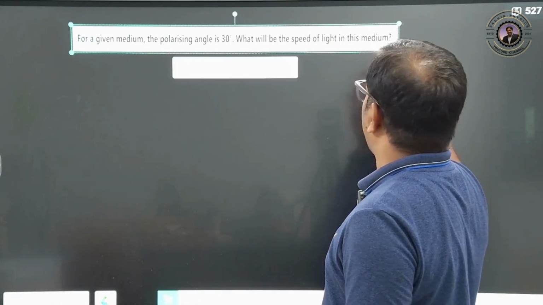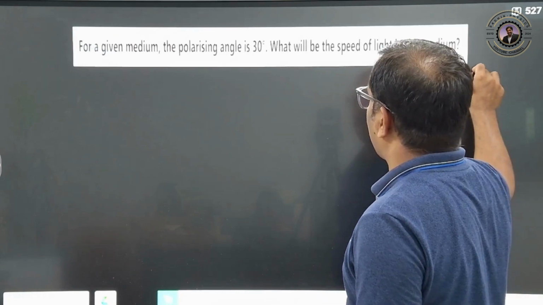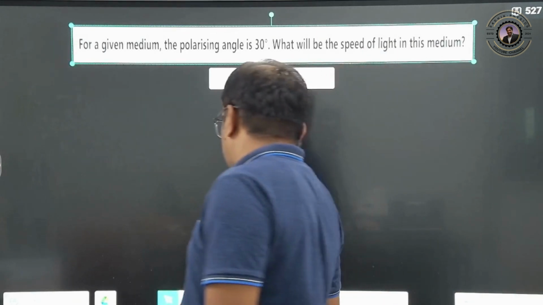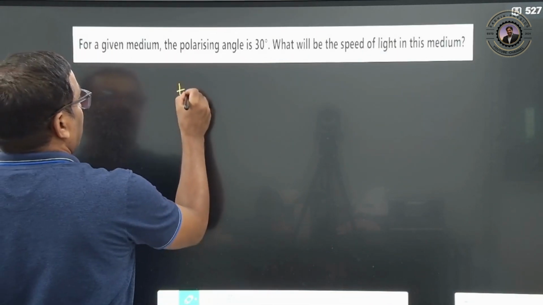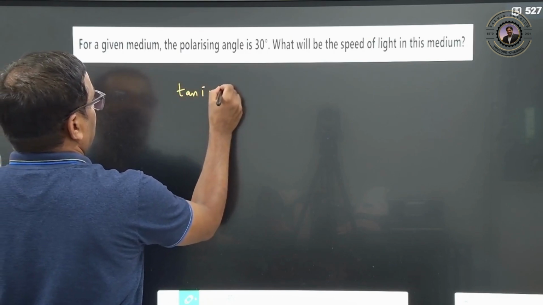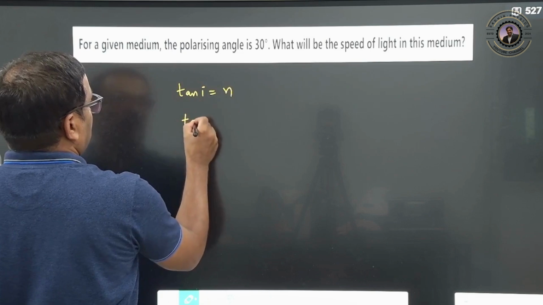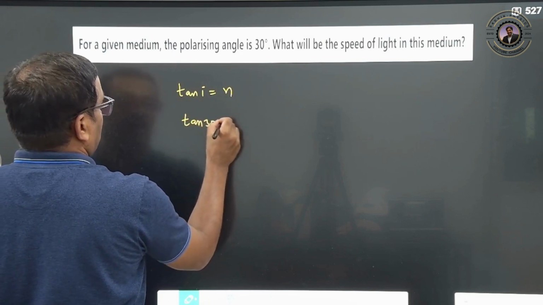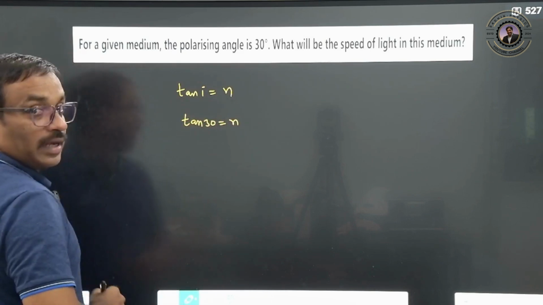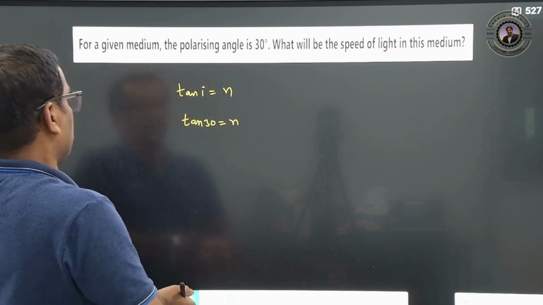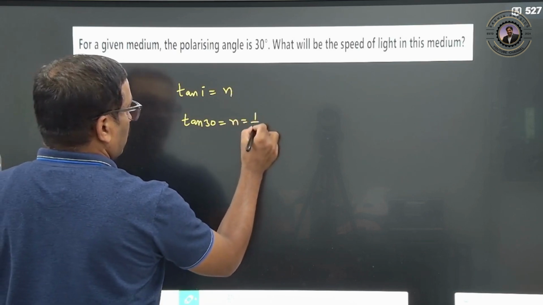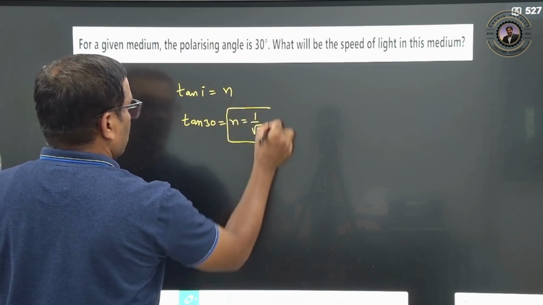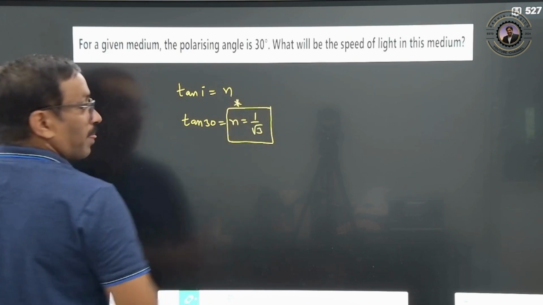So for a given medium, the polarizing angle is 30 degree. So what will be the speed of the light in that medium? Therefore tan I is equal to n. So tan 30 is equal to n. Tan 30 is nothing but 1 by root 3, so the n value is 1 by root 3. So tan 30 value. Clear?